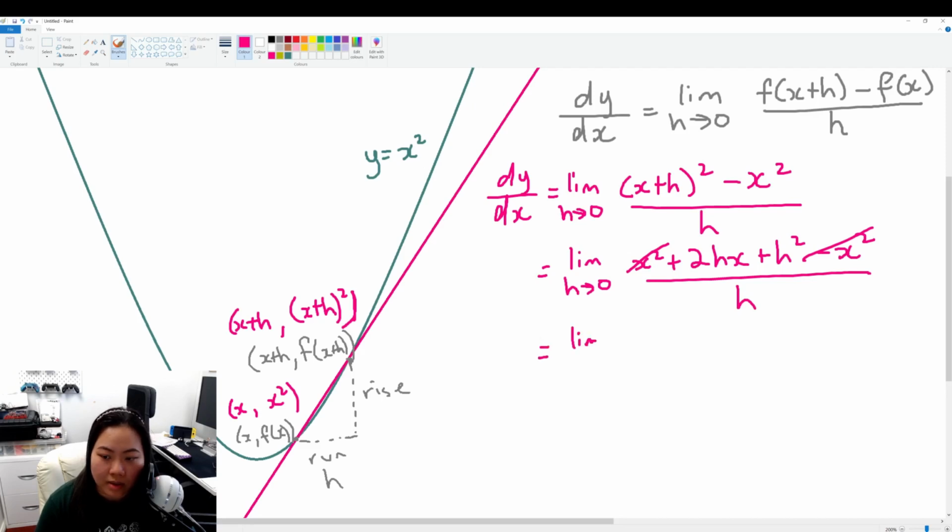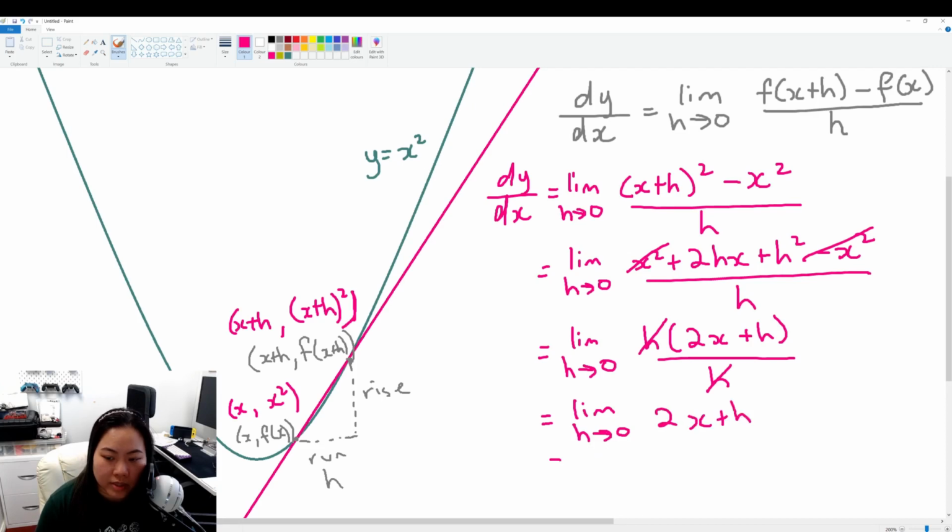And then we have the limit as h goes towards 0. I can factorize the h out, and that will give me h outside of 2x plus h, over h. The h cancels as a common factor. Then that becomes the limit when h goes towards 0 of 2x plus h, which is 2x plus 0, which is 2x. Therefore, the derivative of x squared is 2x.